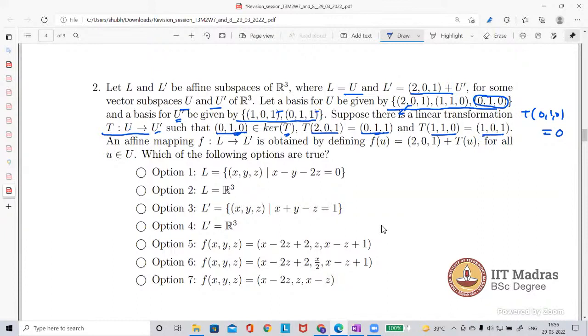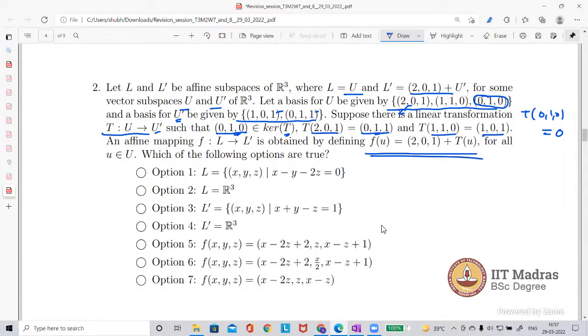Now that T is properly defined, no issue. We are asked that F is an affine mapping, defined like this.